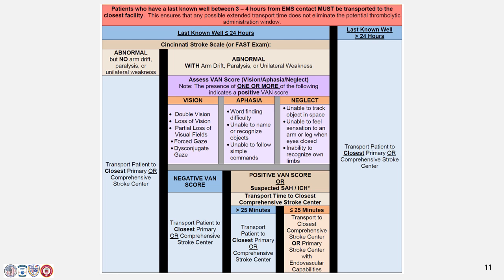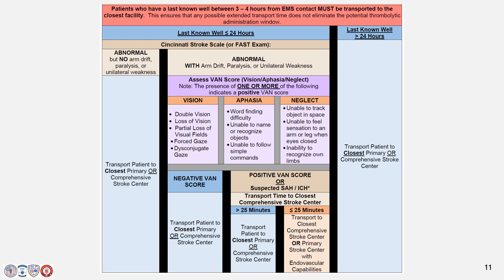The initial re-exam of arm drift, or the palms up 10-second exam, is just to get you to the VAN part of this. But if the V and the A and the N are all negative, then you go to the closest comprehensive or primary stroke center. If the patient is VAN positive and you are less than or equal to 25 minutes from a comprehensive, then you go to the comprehensive. If you are greater than 25 minutes, then you transport to the closest primary or comprehensive.